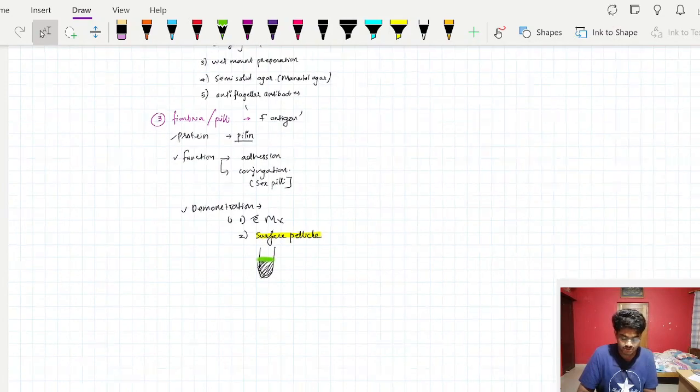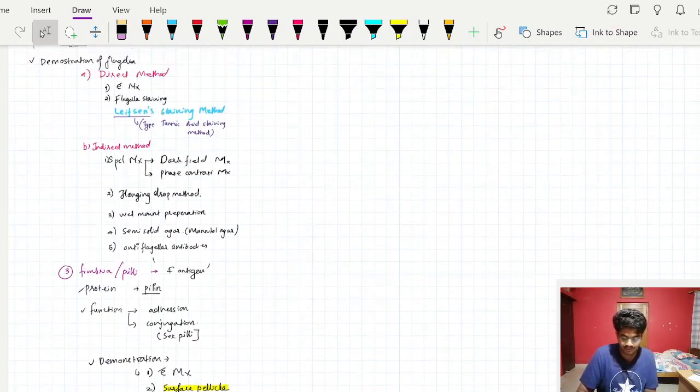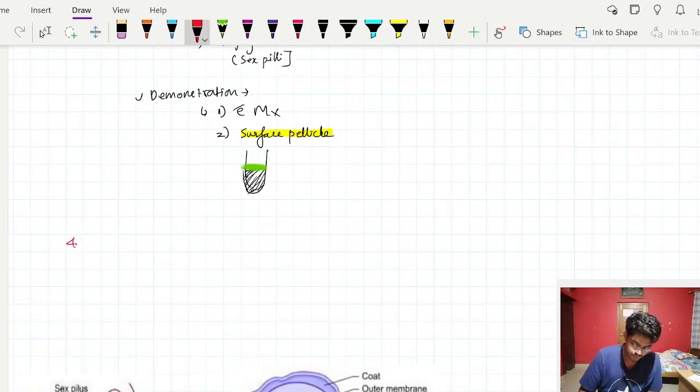So this is all about cell wall appendages. Next we are going to talk about spores, the fourth one.